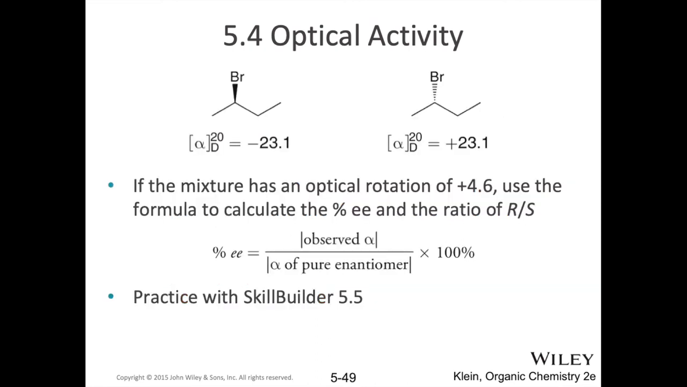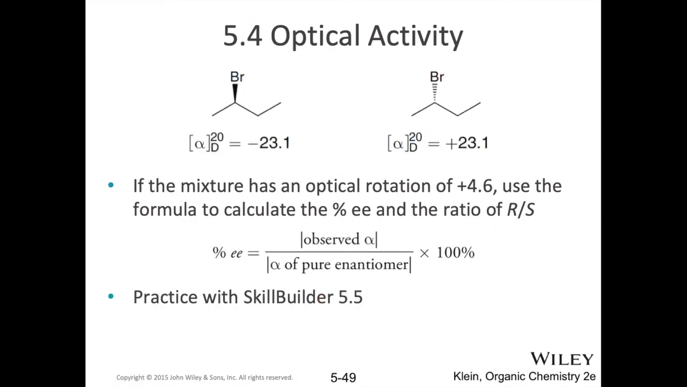So, how is this related to our alpha, basically our specific rotation? Well, when you look at your enantiomeric excess, you want to take into account which enantiomer is in excess, R or S, and look at the alpha of that pure enantiomer. You then want to look at the alpha that we observe experimentally for your mixture. That percentage, times 100, will equal your enantiomeric excess.